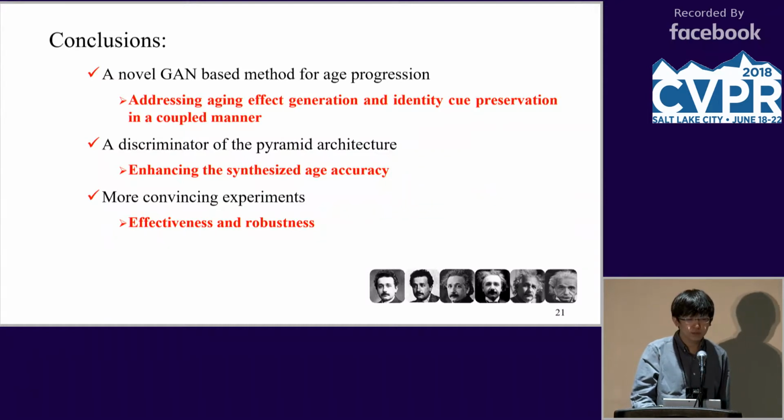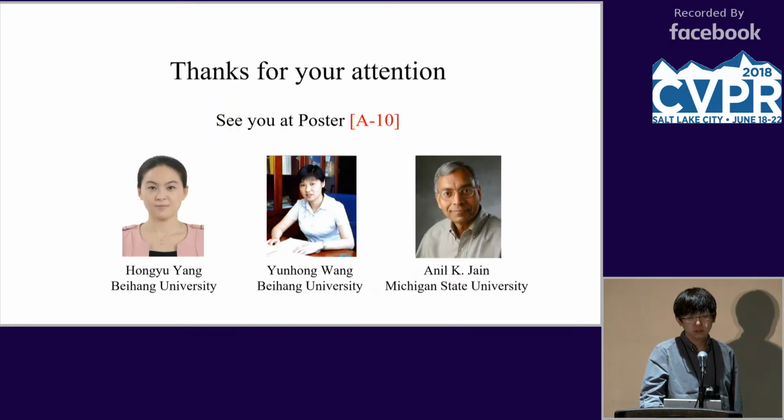Now, I'm concluding the talk. A novel GAN-based method for age progression is proposed, which addresses aging effect generation and identity preservation in a coupled manner. The discriminator of the pyramid architecture is presented to enhance the synthesized age accuracy, and more convincing experiments are conducted. Thanks for your attention, and more discussion is welcome at poster 18.